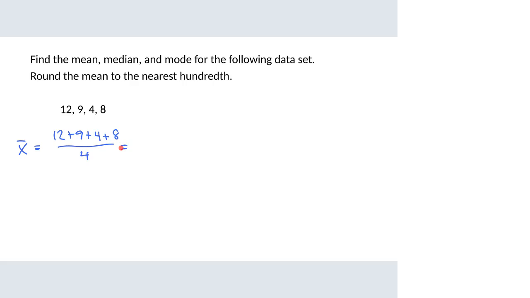And let's see, 12 plus 9 plus 4 plus 8 is 33 divided by 4. And I get 8.25. I was told to round to the nearest hundredth. Well, this already is. So 8.25 is the mean of this data set.